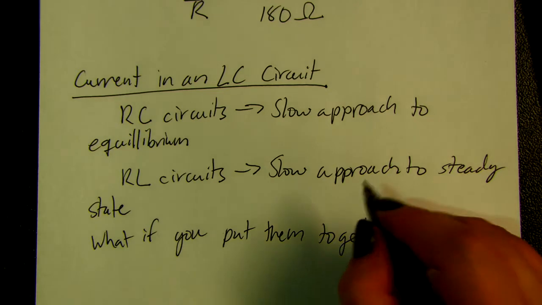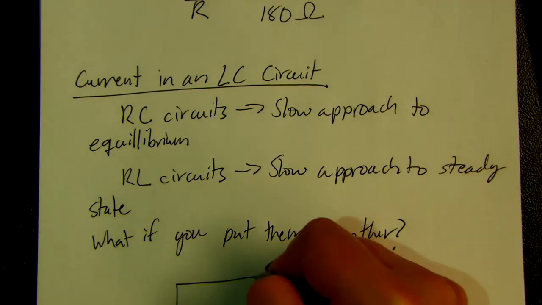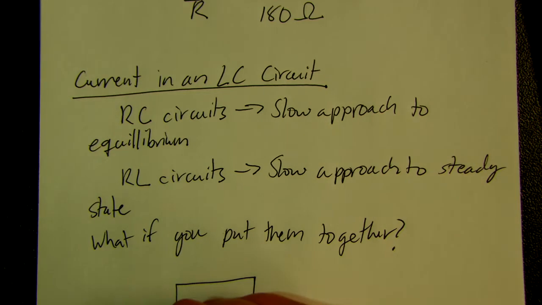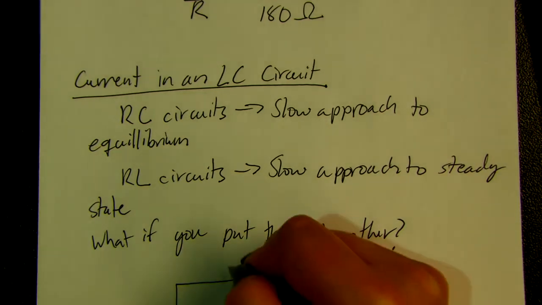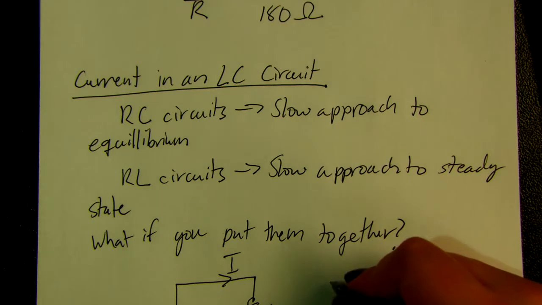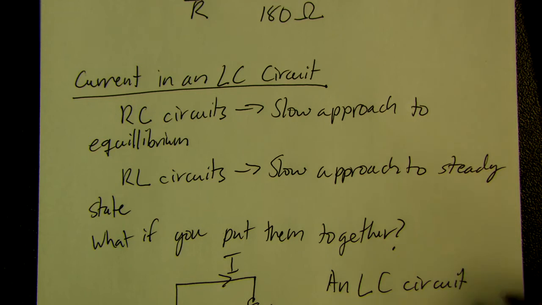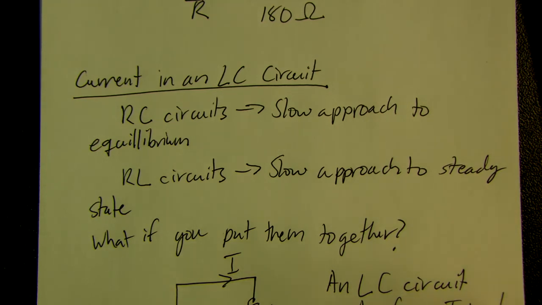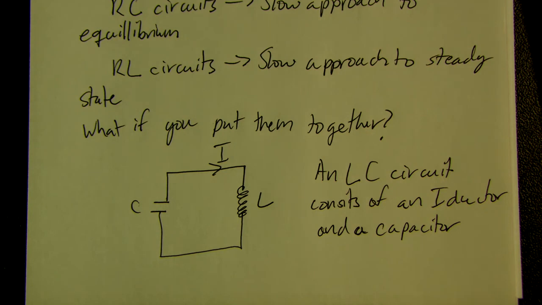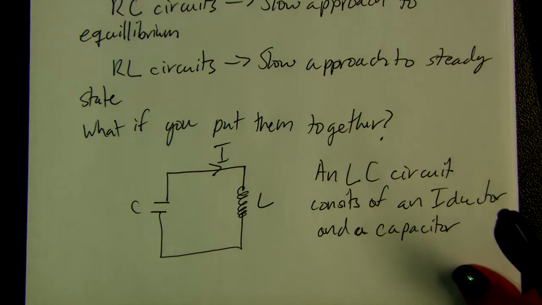Well, then you'd get a circuit that looks like this. You have an LC circuit, which consists of an inductor and a capacitor. Your LC circuit. All right, so there are some very interesting things that these circuits can do.